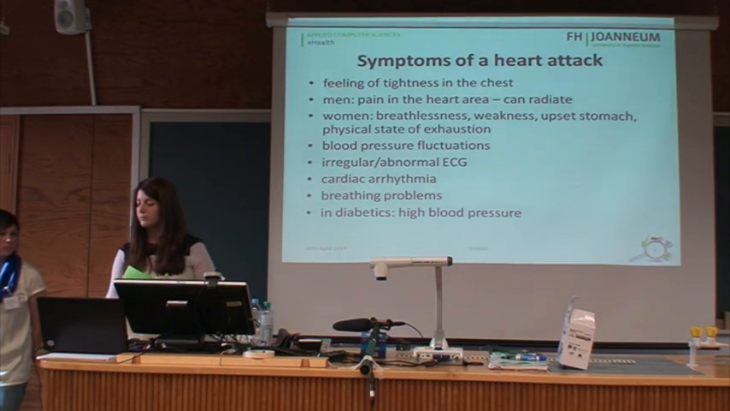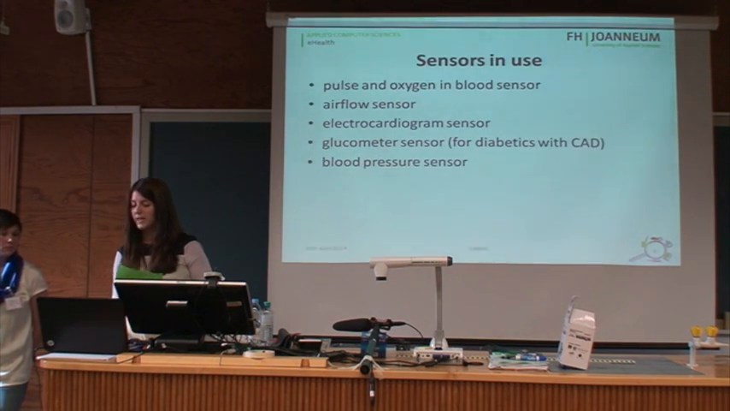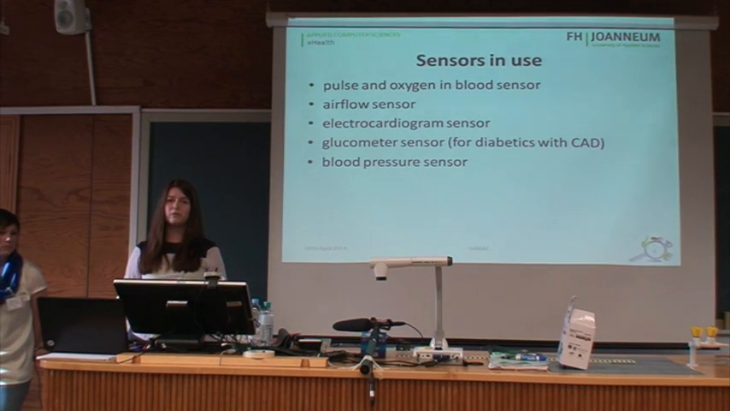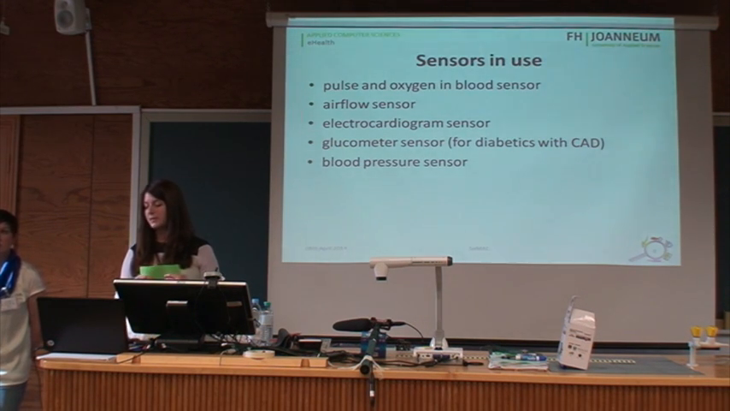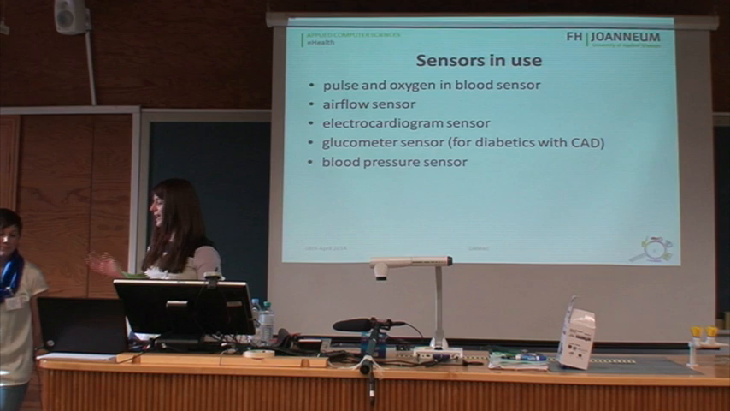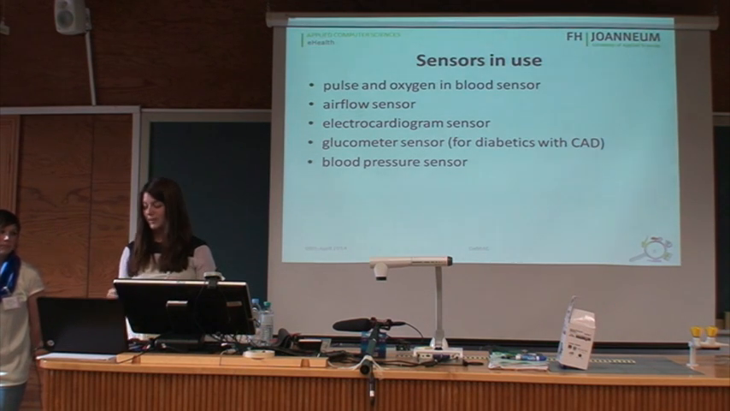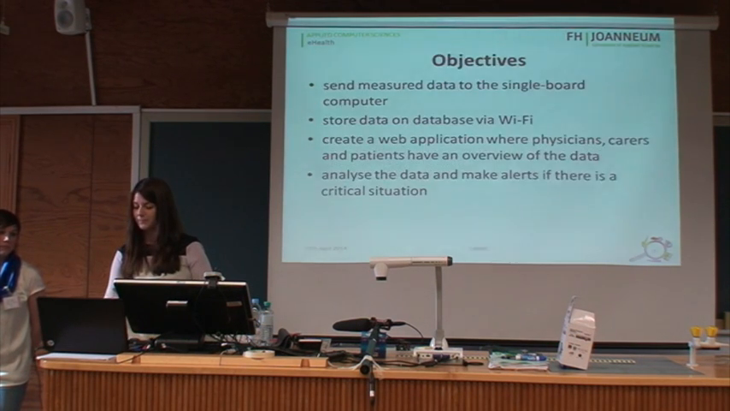As a result, we decided to use 5 sensors from the e-health sensor kit, so we can detect if there is a heart attack. And this is the pulse oximeter, airflow sensor, electrocardiogram sensor, the glucometer sensor for people who have diabetes, and also the blood pressure sensor. But Eva will explain these sensors in more detail later.